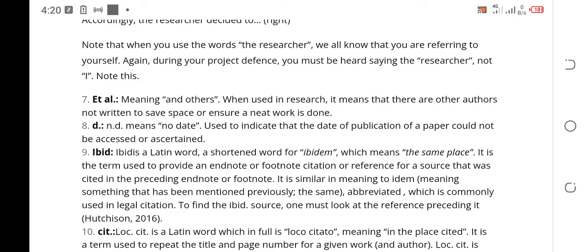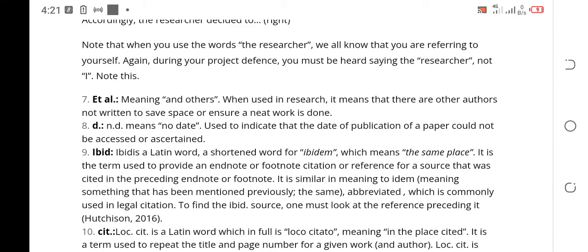Then let's go to number 8. Number 8 is N.D. Sorry, the D there is a mistake. There's supposed to be an N before the D. N.D. means no date. Maybe sometimes you are going to see some web posts. The material is very, very useful, but upon checking the whole page, you did not see any year at all.